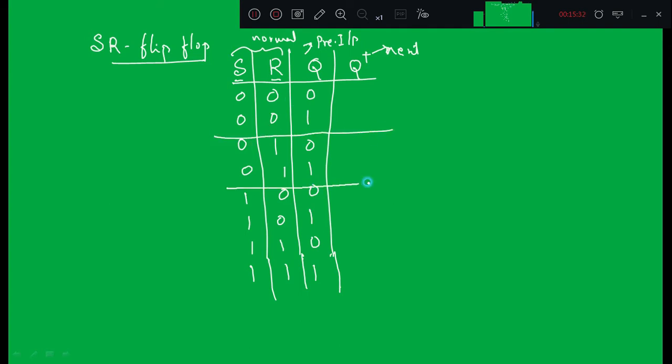Now we will make groups of 2, right? Since S and R are equal to 0, the flip-flop remains in its previous state. That means the previous state was 0 or 1, right? So the next state is also the same, that is Q plus is equal to 0 and Q plus is equal to 1 here, because S and R both are equal to 0. That means the flip-flop is going to remain in its previous state, right?